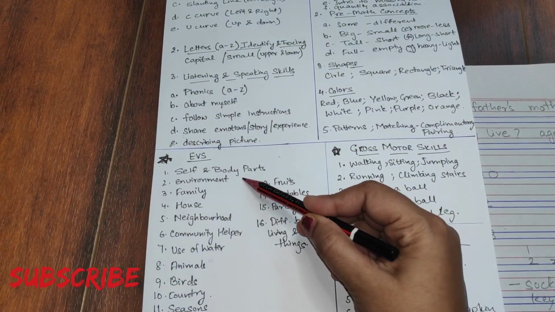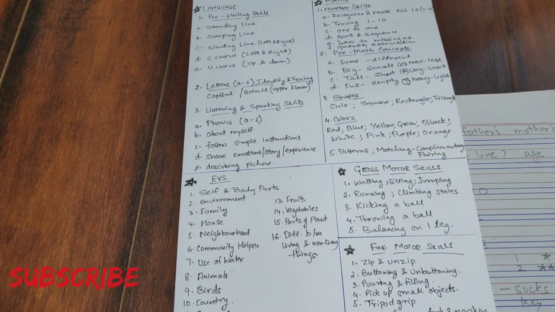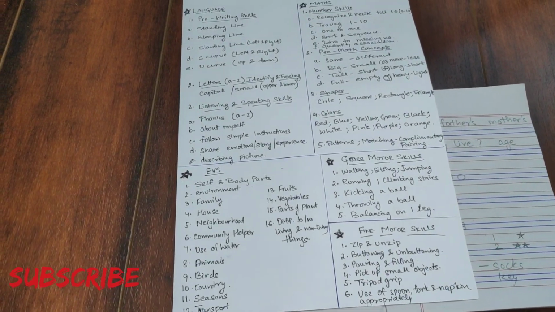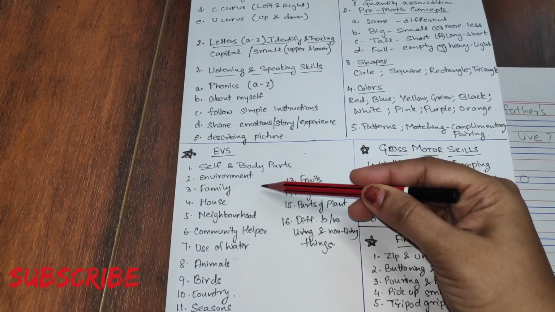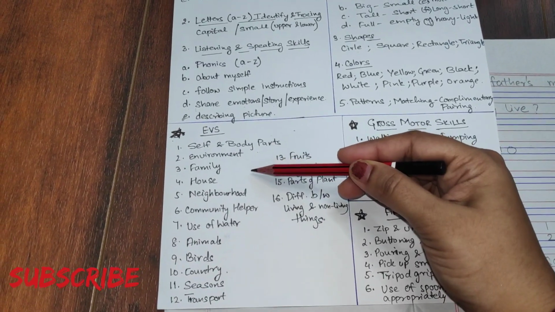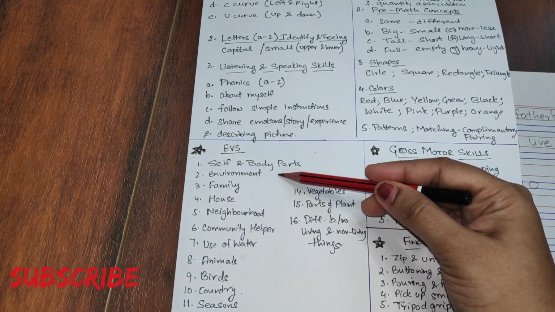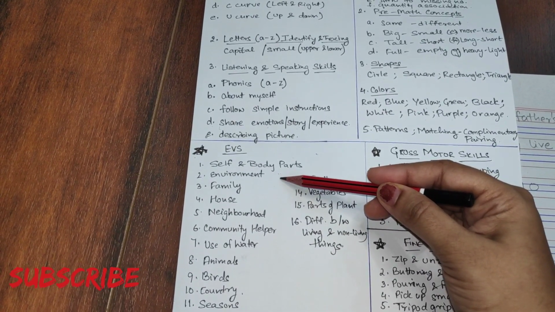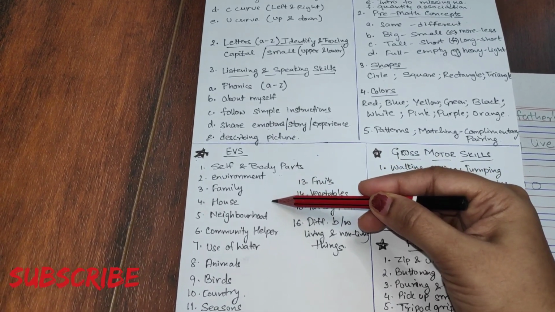Second is environment. About environment, you can introduce what rivers, seas, jungles, trees, plants are, all those sorts of things. Next is family. About the family, who all are there in the family: parents, mother, father, grandfather, grandmother, cousin, aunt, uncle, like that. Next is house.